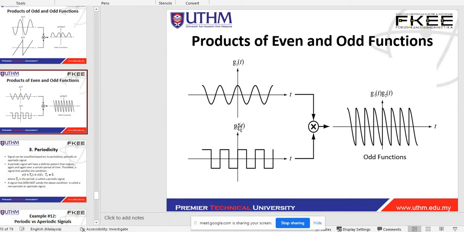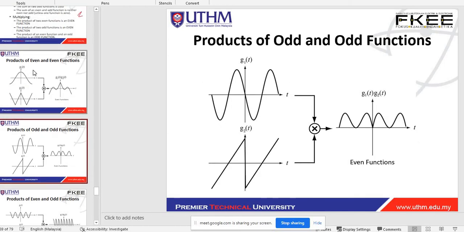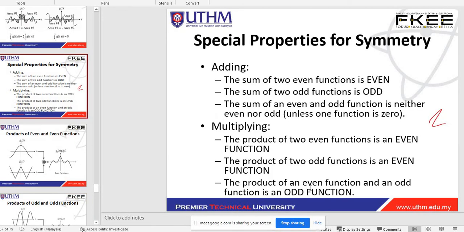And then the product of even and odd function. This one is even, and this is odd. So even and odd, you get what? Even and odd, you get odd. So this refers to this one. Even and odd, you get odd. Okay.